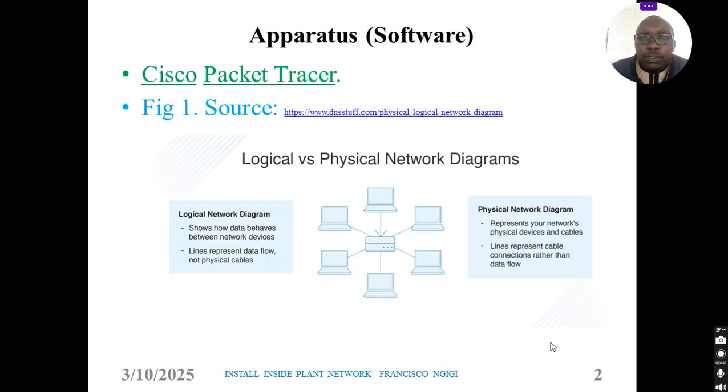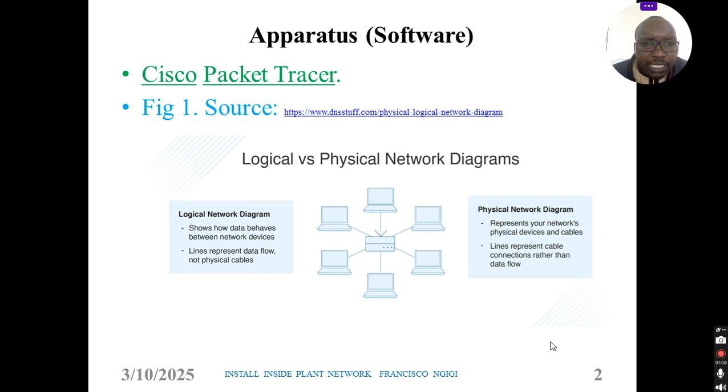So we shall be doing simulations, just like we have been doing in the packet tracer, but not on the logical, but on the physical options. I can just do a brief using the illustrations above, and we got it from the link shown. The logical network versus the physical network diagrams.